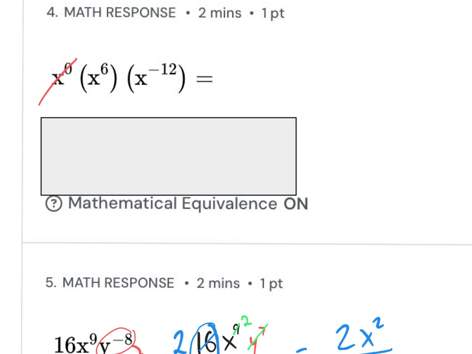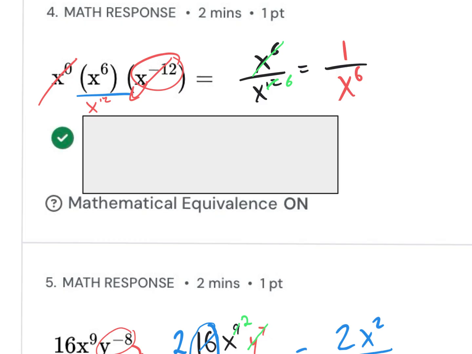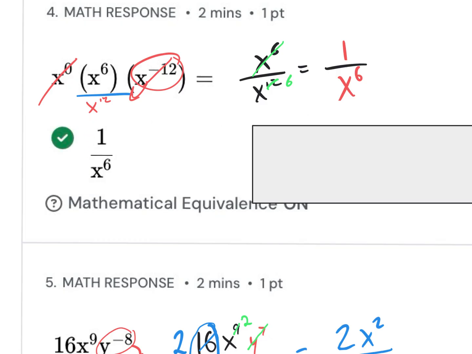I'm going to move the x to the negative 12 to the bottom, and it's going to become x to the positive 12. And if you're thinking the bottom of what? The bottom of the fraction, just put a fraction bar, move this guy down, and it'll become x to the positive 12 down there. So you're going to end up with x to the 6th over x to the 12th. And what is x to the 6th over x to the 12th? You could now cancel using the last rule of exponents. All 6 x's cancel with 6 of the 12, leaving you 6. So whenever there's nothing left up on top, you have to put a 1. And on the bottom, you have an x to the 6th. And that is your answer, 1 over x to the 6th.